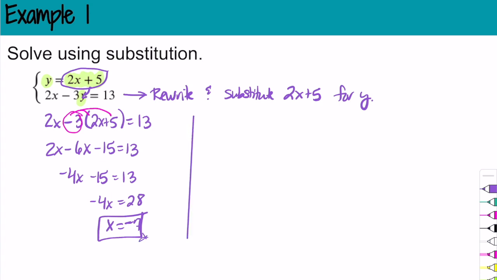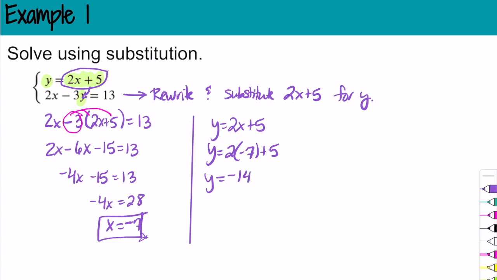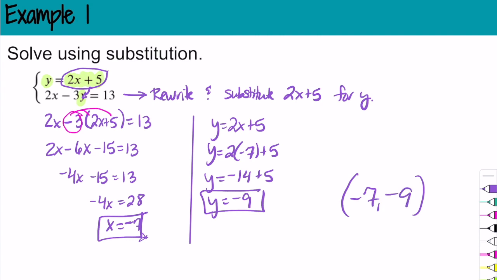And technically, we can use either equation to find y. The top equation is the most efficient. So I'm going to use y equals 2x plus 5. So we would have y equals 2 times negative 7 plus 5. That would give us negative 14 plus 5. So y is negative 9. So my solution to this system would be the point negative 7, negative 9.